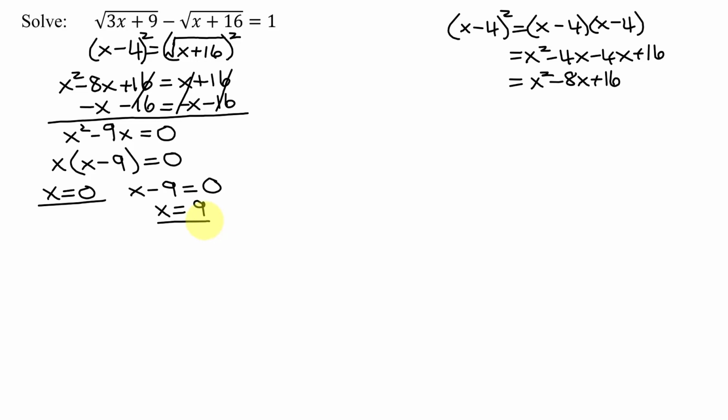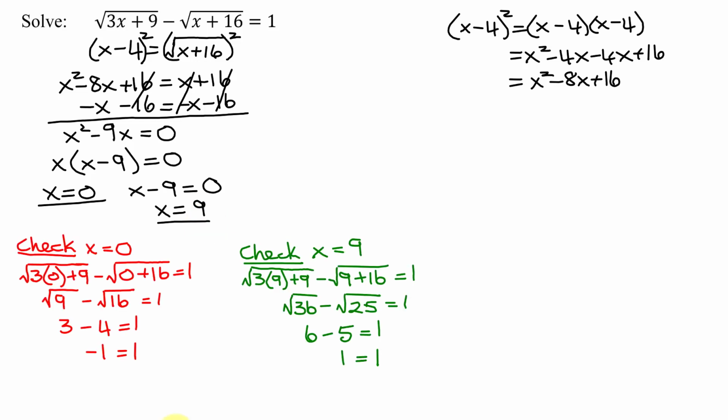So I'm going to put the video on pause for a minute. Here are the checks for both of my potential solutions. Remember, we check it in the original equation up here. So checking x equals 0, I get the square root of 3 times 0 plus 9 minus the square root of 0 plus 16 equals 1. 3 times 0 is 0. 0 plus 9 is 9. So I have the square root of 9 minus 0 plus 16 is 16. So I just get the square root of 16.